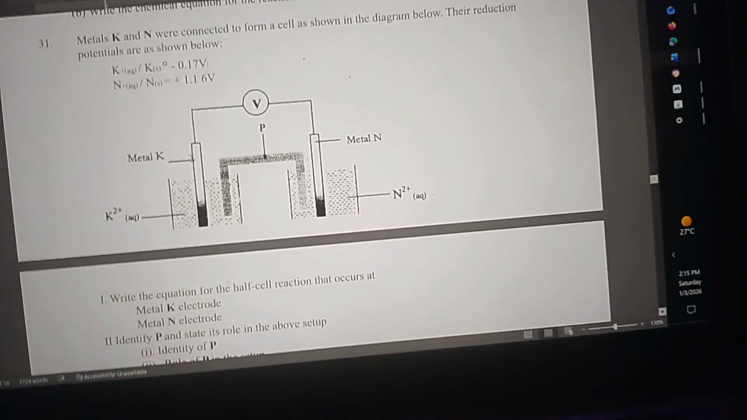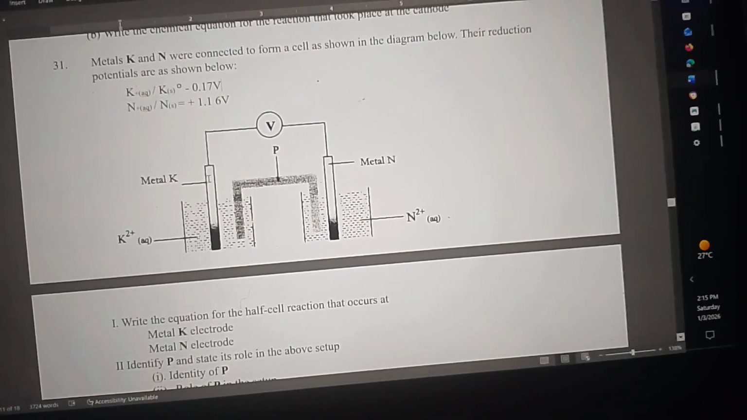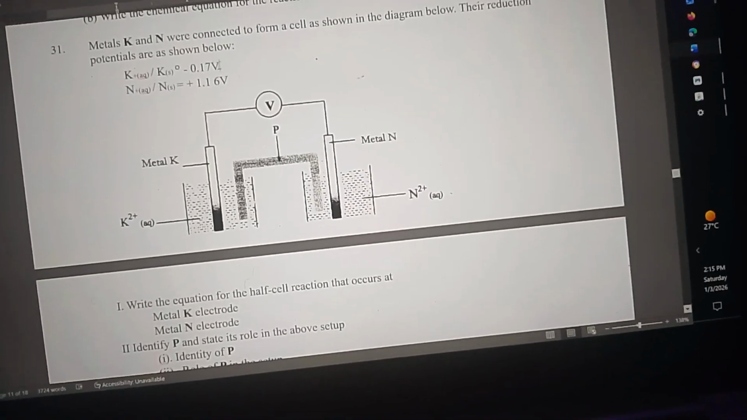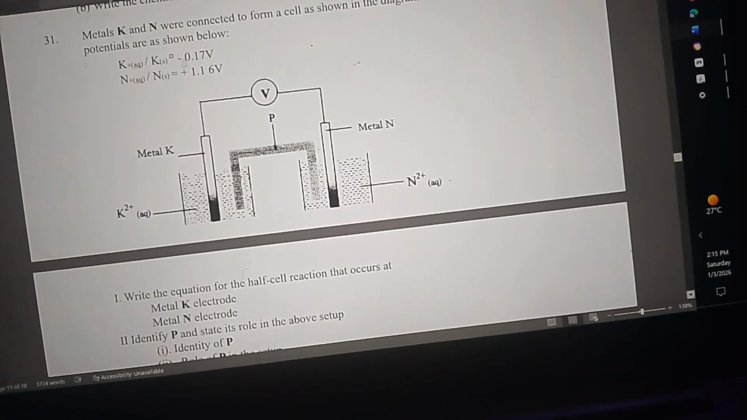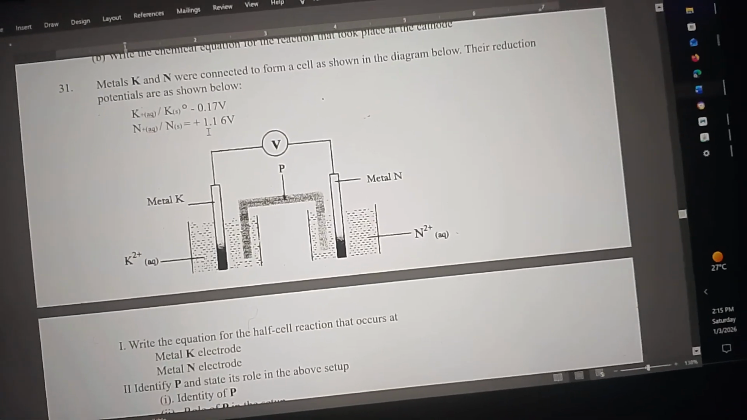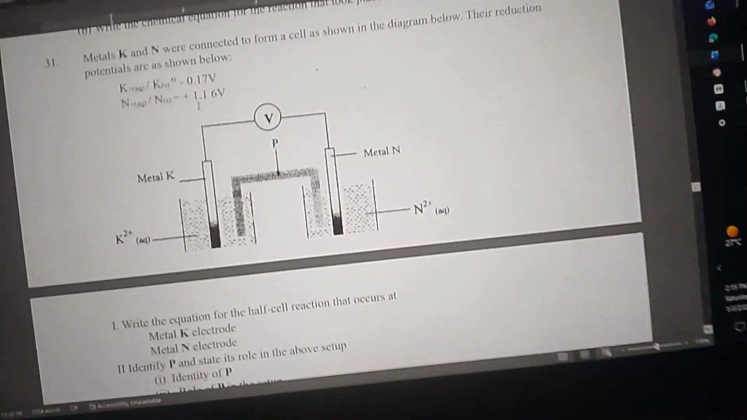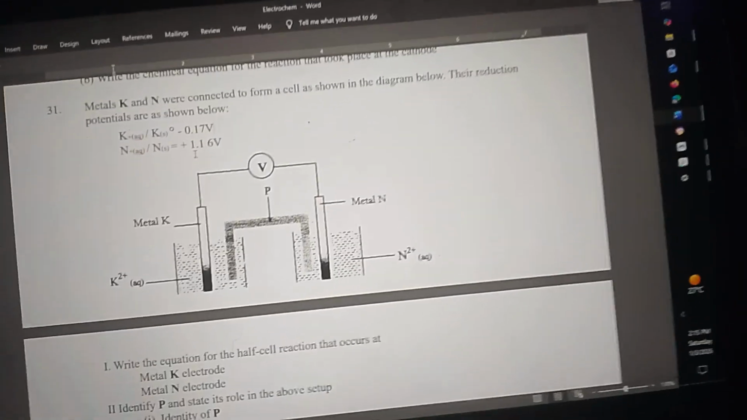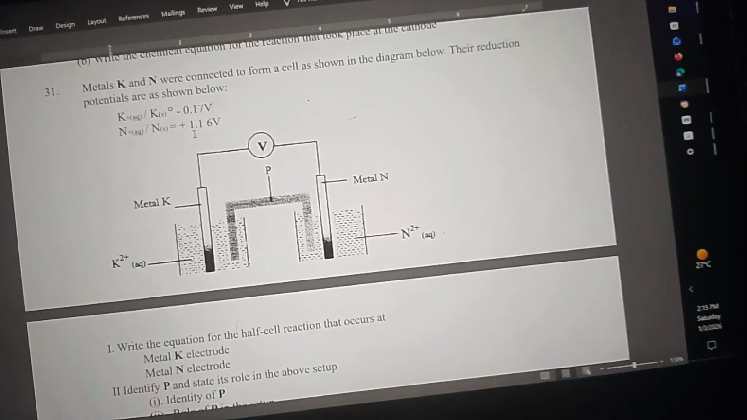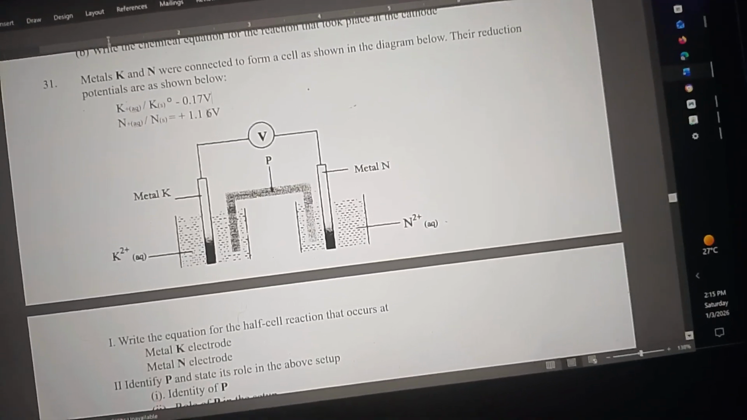And you remember that these ones are obtained when you connect this metal rod to a standard electrode potential, you can use hydrogen electrode potential of 0.0, such that when you connect the two, you get a negative potential for K, and you will get a positive potential for N. That is, when you subtract 0 from X, you are likely to get this voltage here.